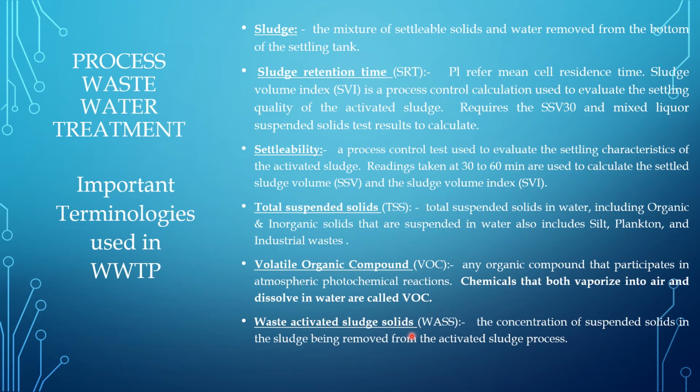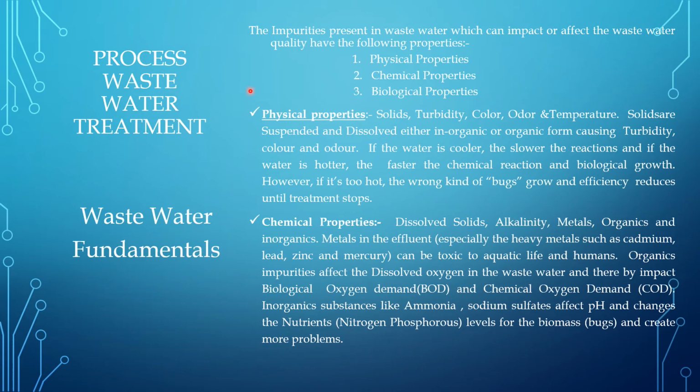Waste activated sludge solids. This is the concentration of suspended solids in the sludge being removed from the activated sludge process. That is, whenever the activated sludge growth is more or the sludge volume increases, we have to waste some, or we have to remove some activated sludge. That is called wasting. Now we can see the wastewater fundamentals.